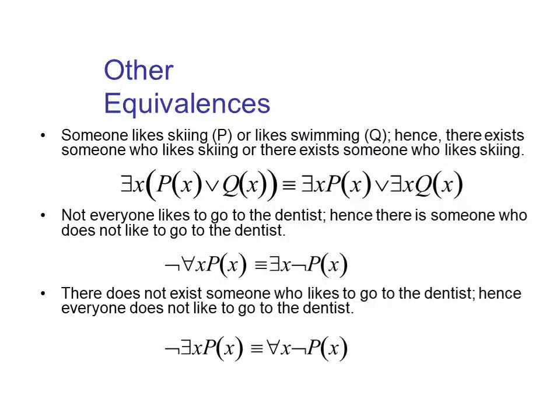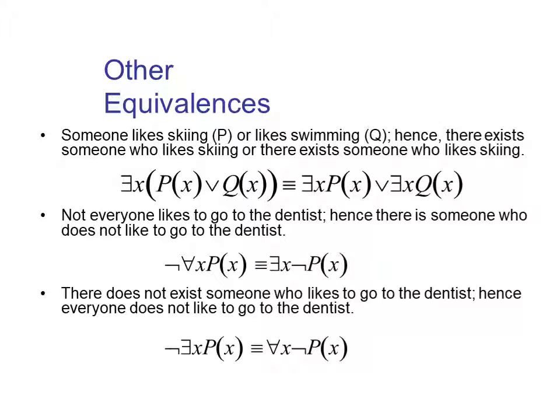Someone likes skiing or likes swimming. Hence, there exists someone who likes skiing, or there exists someone who likes swimming. How will it be? There exists x, P of x or Q of x. Here comes or, that is why we use the disjunction P of x or Q of x. That means there exists x, P of x, or there exists x, Q of x. From those statements we make an equivalence. Just analyze the statement and then the equivalence.